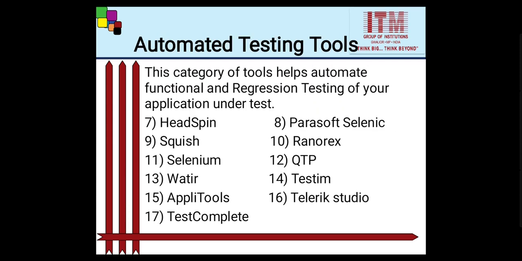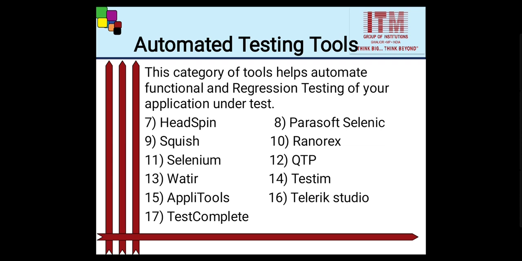Now next is the automated testing tools. Actually, this category of tools helps automate functional and regression testing of your application under test. So many more categories are also under the automated testing tools. So one by one I will explain all the points.